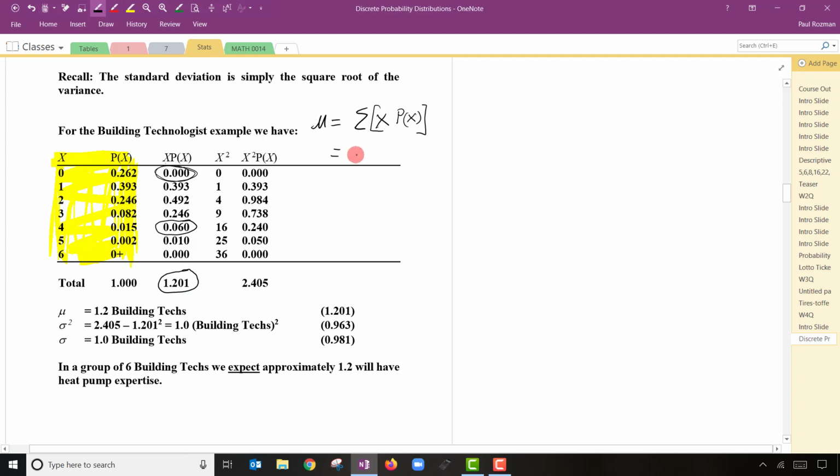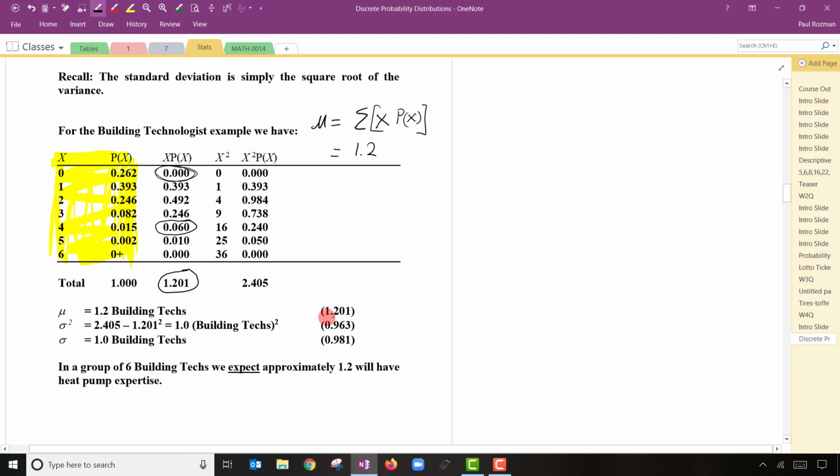So the average is 1.2. I have it written here. If I randomly pick a group of 6 building technologists and then survey them, do you know stuff about heat pumps? On average, I'd expect 1.2 of them to know something about heat pumps. Now, obviously, you can't have 1.2 in a discrete situation. But I don't mind writing that extra decimal place there in my measurement for the mean, because I think it does add information. I know that it's closer to 1 than to 2.